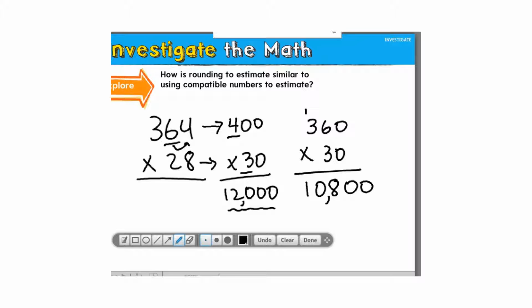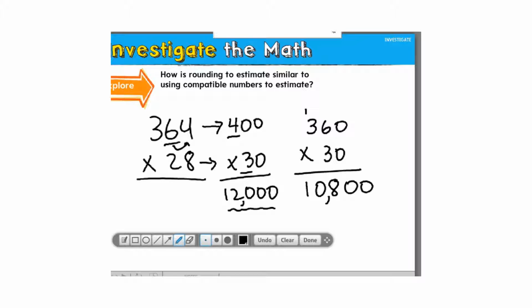The point is that it's supposed to be mental math. And when I had to do this and carry the 1, it turned into not mental math anymore, right? Unless you know what 36 times 8 is. Now let me tell you this though. 10,800 is going to be a closer estimate to your actual answer because I didn't change the numbers so much.